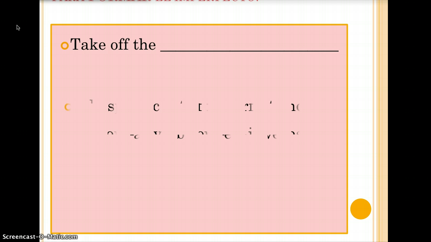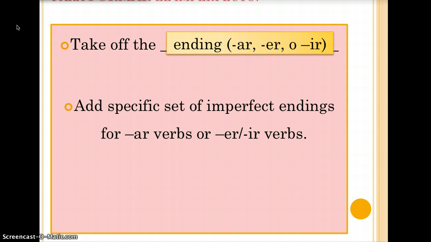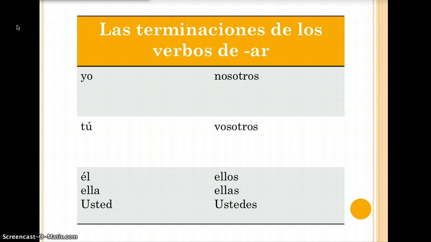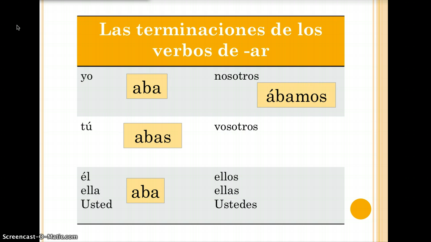So how do we form the imperfect tense? Take off the ending and add the following endings. For AR verbs, you will have aba, abas, aba, ábamos with an accent, abais, aban. Notice the yo and usted forms are the same.